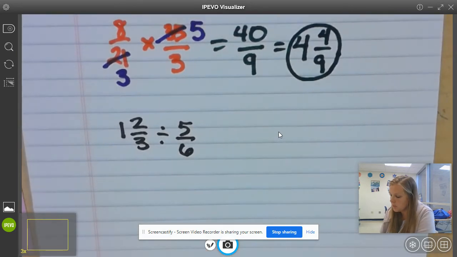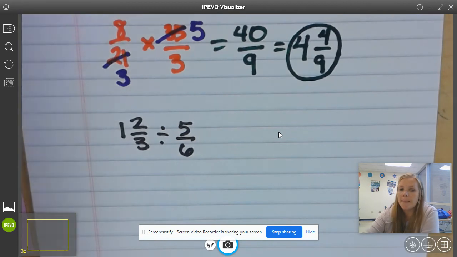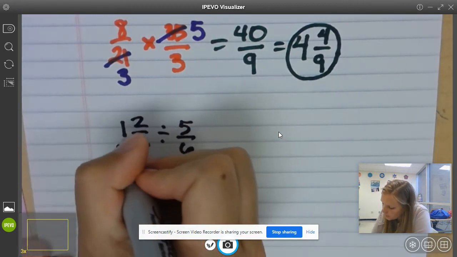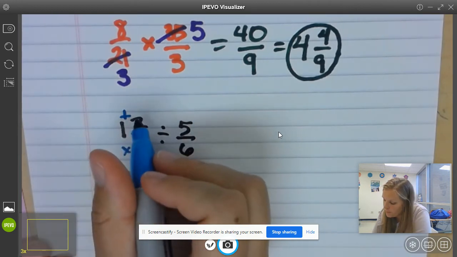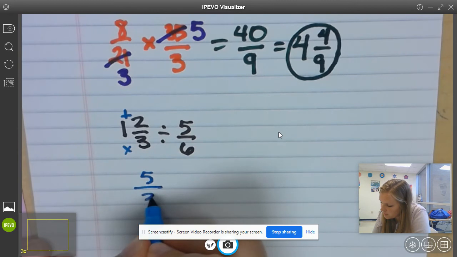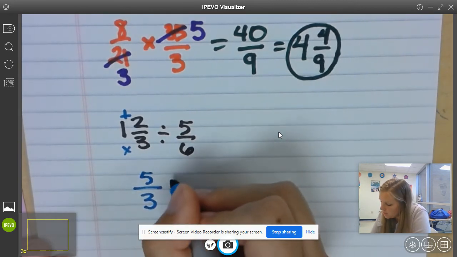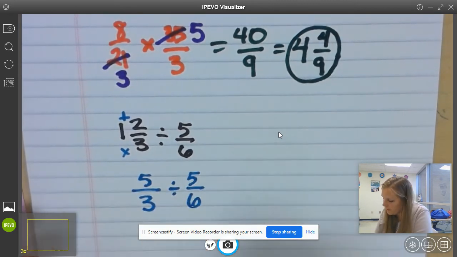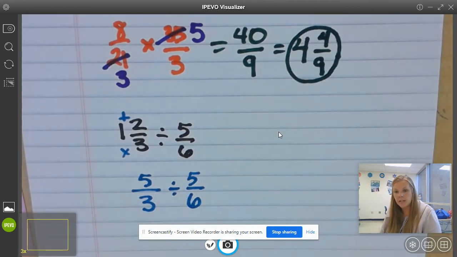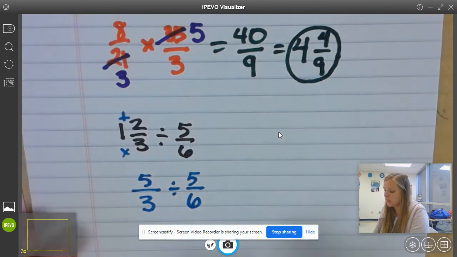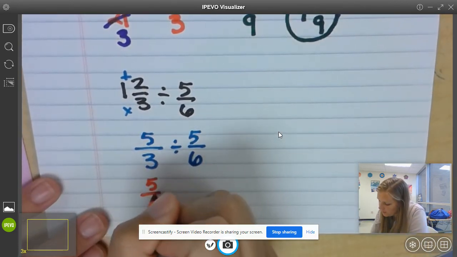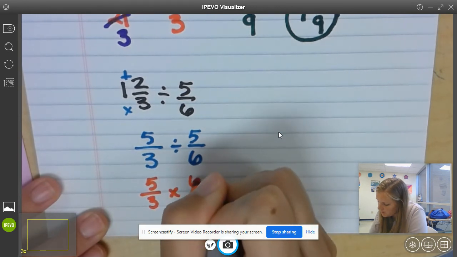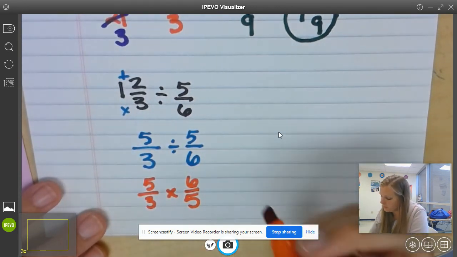For this last one, before we flip the second and multiply, we have to deal with that mixed number. So the first thing we do is we write it as an improper fraction, and we're 3 times 1 is 3. 3 plus 2 is 5. So this first fraction is 5/3 divided by 5/6. Now we're in correct form, so now we can divide those by flipping the second and multiply. So we're going to leave this as 5 over 3 times 6 over 5. We flipped that second fraction.